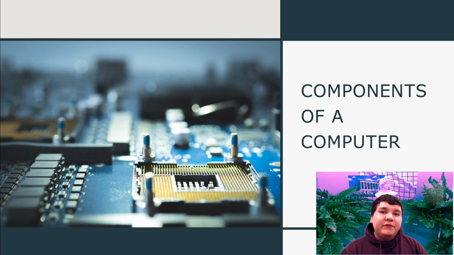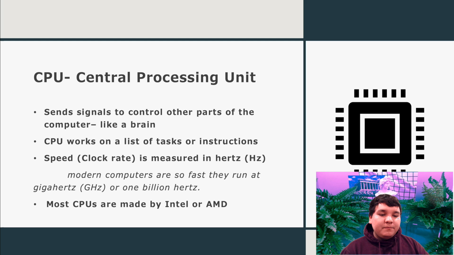Today we're going to talk about the different components of a computer. First, the CPU, our central processing unit, sends signals to control other parts of the computer. Just like how the brain can send signals to tell an arm to bend or tell your heart to beat, the CPU is the controller of the computer.